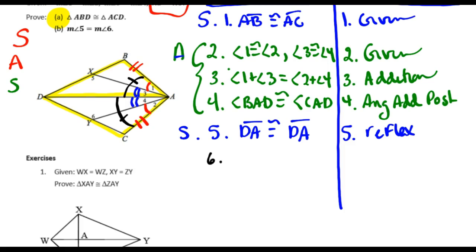SAS. So step 6 is going to be triangle ABD is congruent to ACD. I'm writing it wrong. ACD. Because we side angle sided that puppy. All right, how on earth am I going to prove angle 5 and angle 6? That's part B. Yeah, this is a level 4 proof now. This is to get an A.